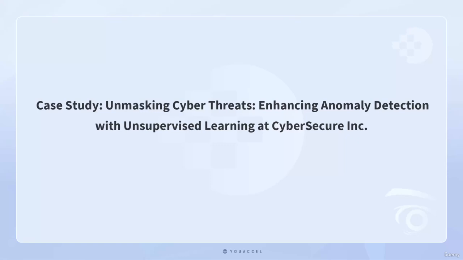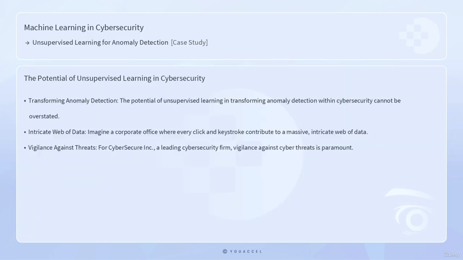Case study: Unmasking Cyber Threats, Enhancing Anomaly Detection with Unsupervised Learning at Cybersecure Inc. The potential of unsupervised learning in transforming anomaly detection within cybersecurity cannot be overstated. Imagine a corporate office where every click and keystroke contribute to a massive, intricate web of data. For Cybersecure Inc., a leading cybersecurity firm, vigilance against cyber threats is paramount.